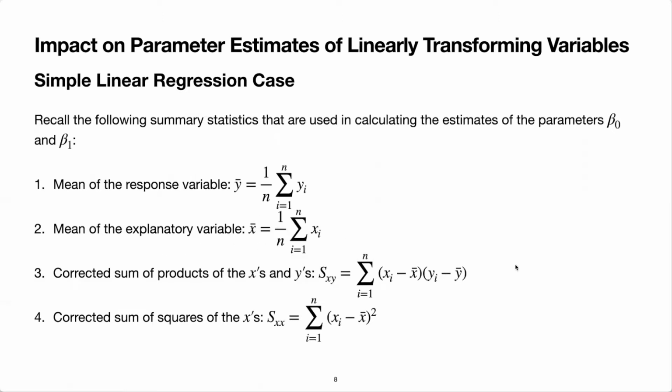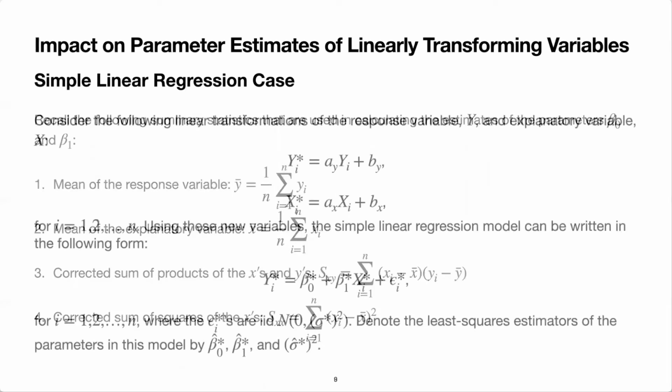We use the corrected sum of products of the x's and the y's, denoted by s sub xy. The definition formula is shown here. And then we also use the corrected sum of squares of the x's, so s sub xx, which again is shown here. So these are used in calculating the least squares estimates of beta 0 and beta 1.